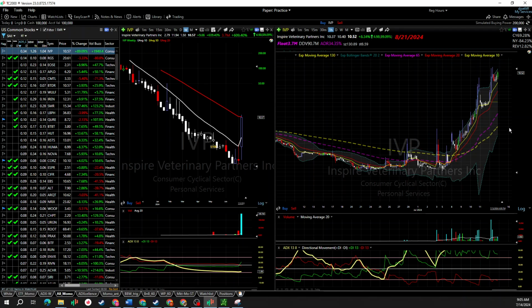But if we just make a general observation about this stock during this weekly push, you can see that the 10 and the 20 have started sloping upwards. That's what this yellow and pink dashed line is. And you can see on an intraday basis, the 10 and 20 on the hourly has started sloping up.